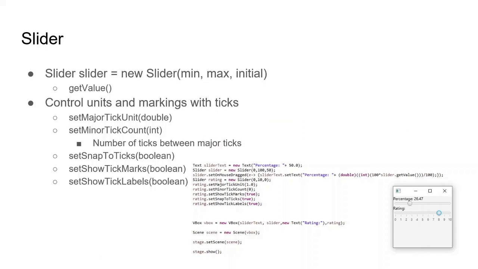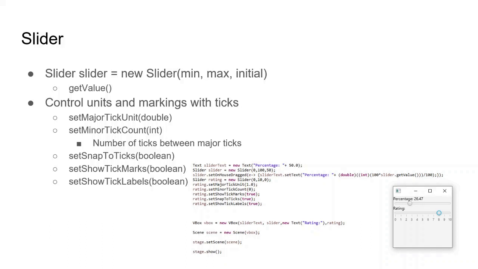For the next input method, we have sliders. Sliders have a bar and then your cursor and allow you to move the cursor left and right to have different values. So when creating a slider, you must set its minimum value, its maximum value, and its initial value. And you can get the value that the user sets with getValue.